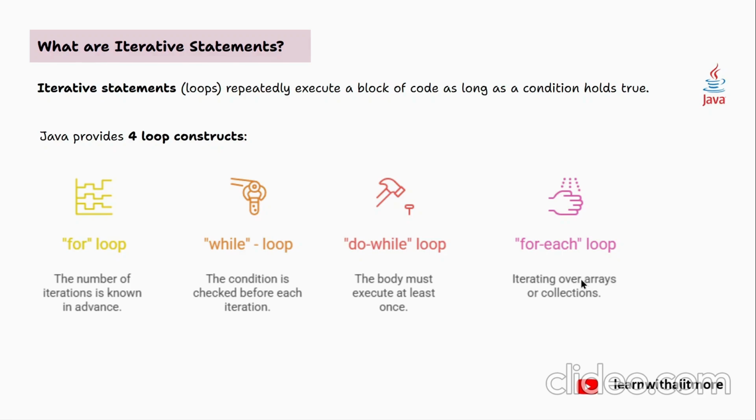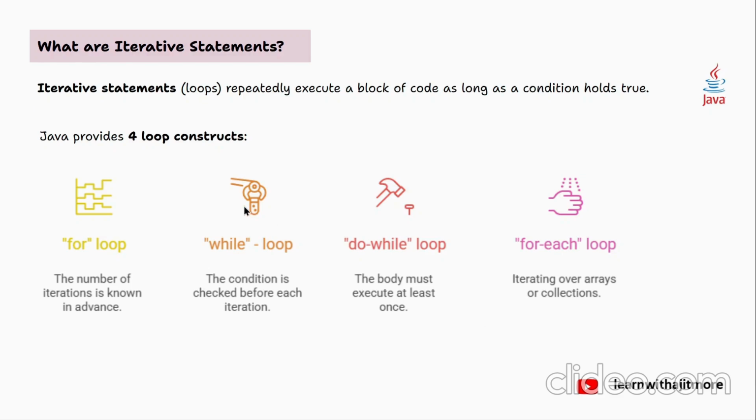So, iterating over arrays or collection objects. Now you don't know how many objects are there in the collection, or how many elements are there in the array. You just want to traverse each and every element in the array. That time, this for each loop will be useful. Get it? So all these four types of loops we will be discussing one by one.